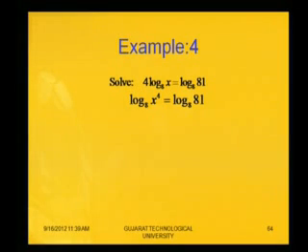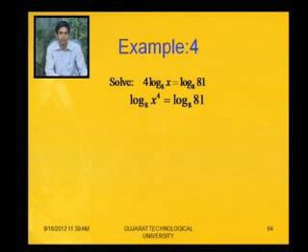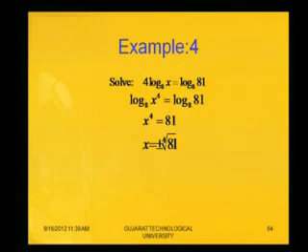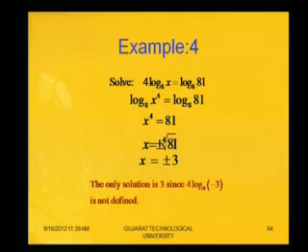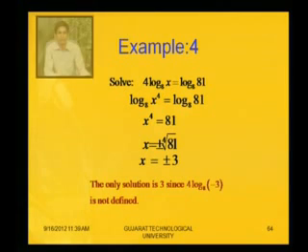That can be written as log base 8 of x raised to 4 equal to log base 8 of 81. So that can be written as x raised to 4 equal to 81. So x equals plus or minus the 4th root of 81, and that is plus or minus 3. So the only solution is 3, as log base 8 of minus 3 is not defined.